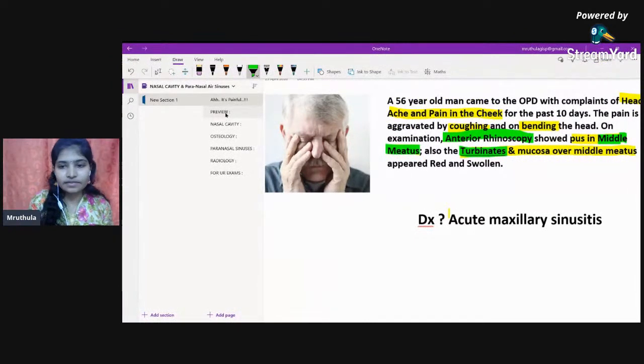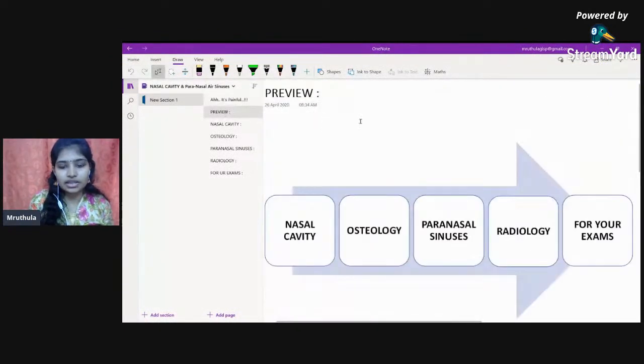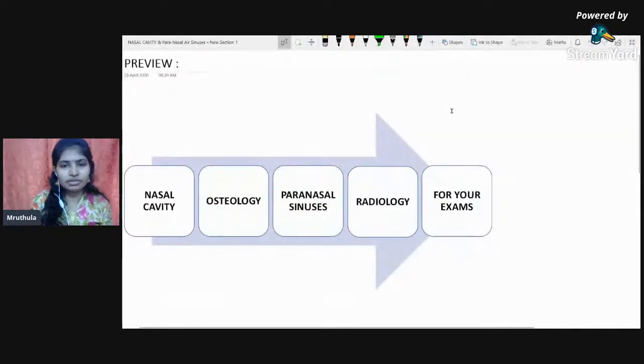Obviously many of you might have heard about sinusitis. It is a very painful condition. Maybe, you know, it's not a rare case. Okay, so some of you might have personally experienced it. Okay, right. So before getting into the session, let us have a preview.